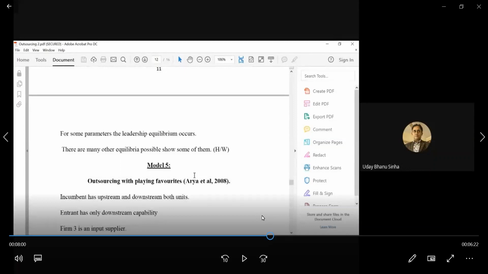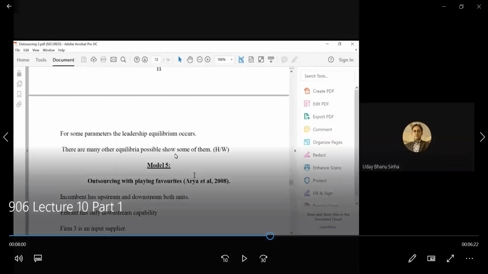Now the next model will be some variation of the current model, and this model we will do at length. So model 4 I didn't do at length because I was expecting that if you understand this particular problem, then you yourself will be able to calculate different numbers and thereby establish the leadership equilibrium. And also let me tell you that there are many other equilibria possible and that you can show. So you read the paper.